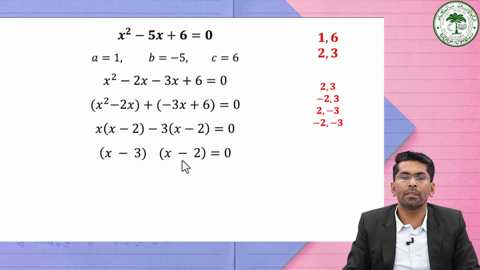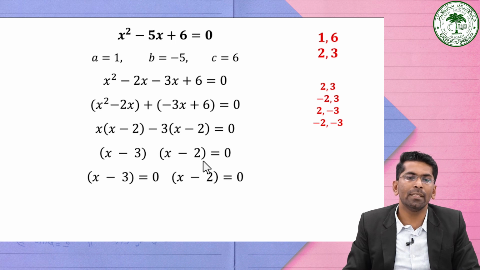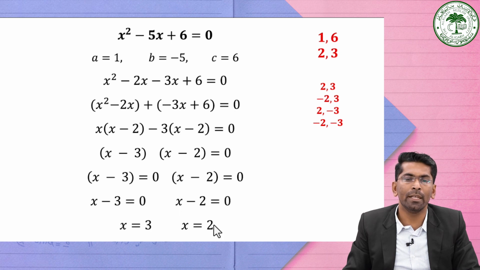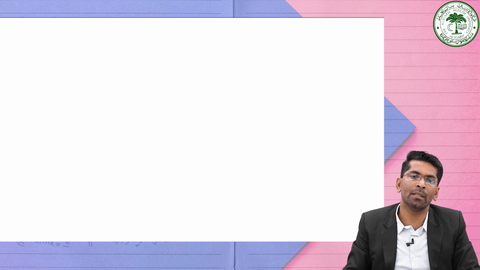Now according to the zero product property, we can equate these terms to 0. So x minus 3 is equal to 0, x minus 2 is equal to 0. Now you can solve for x: x is equal to 3 and x is equal to 2. So the values of x as per the factorization method are x is equal to 3 and x is equal to 2. In this way we can solve the quadratic equation by using the factorization method.